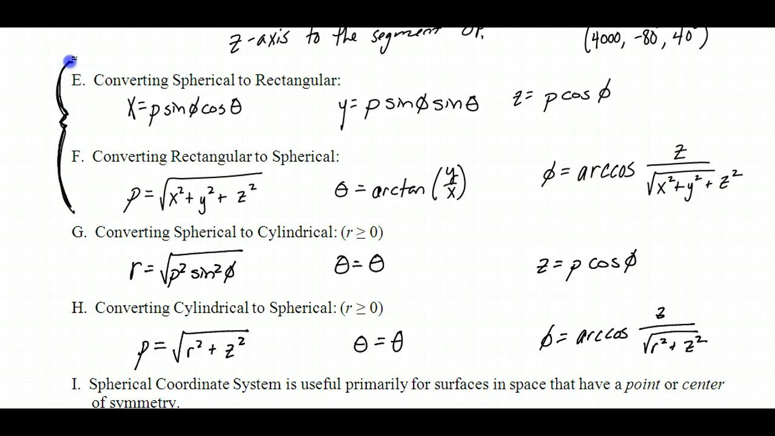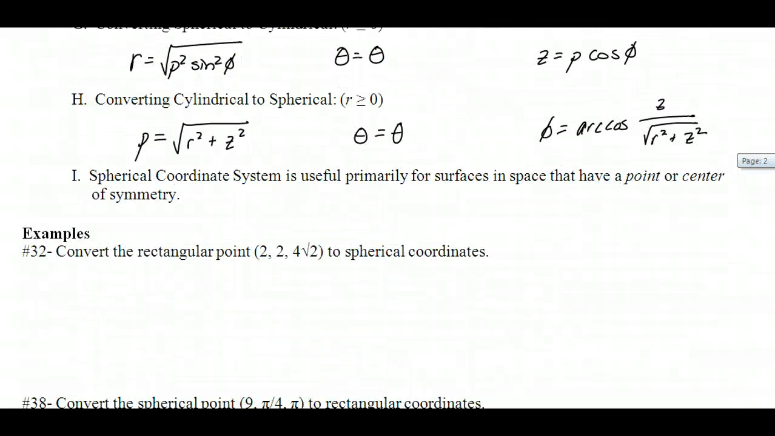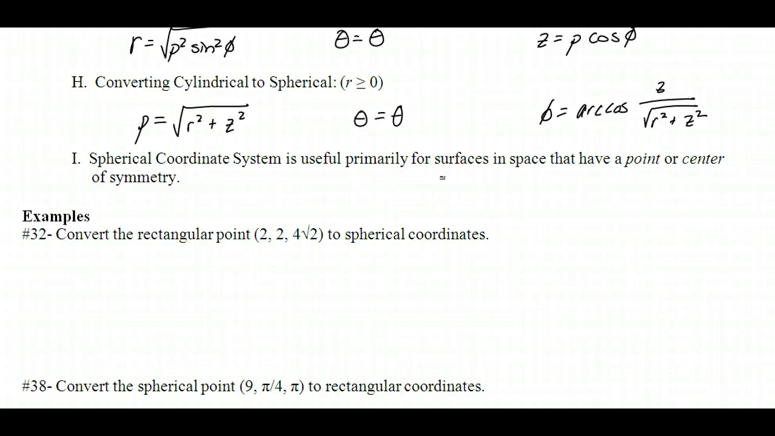I don't particularly love just memorizing equations. I think that's kind of crazy, but it is what it is. And so our purpose here is to be able to convert from one set of coordinates to another. And the spherical coordinate system down at the bottom is used primarily for surfaces in space that have a point or a center of symmetry.